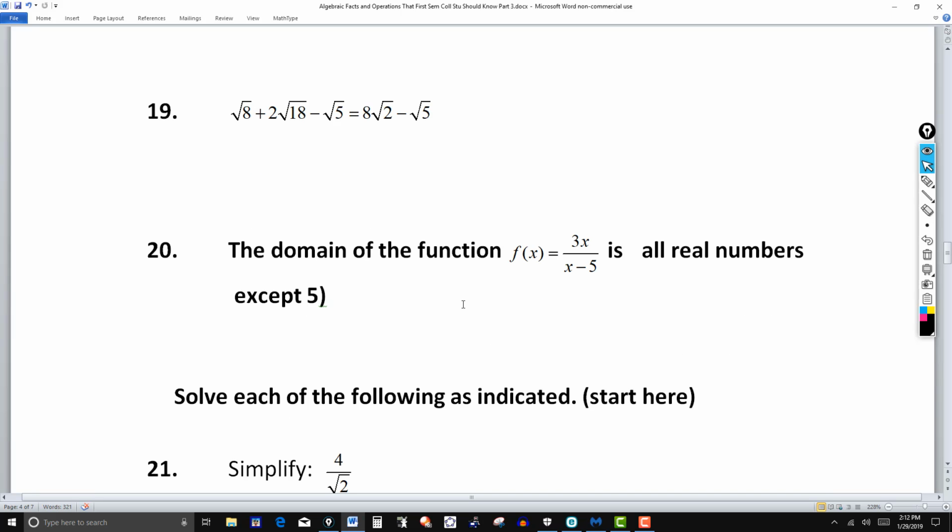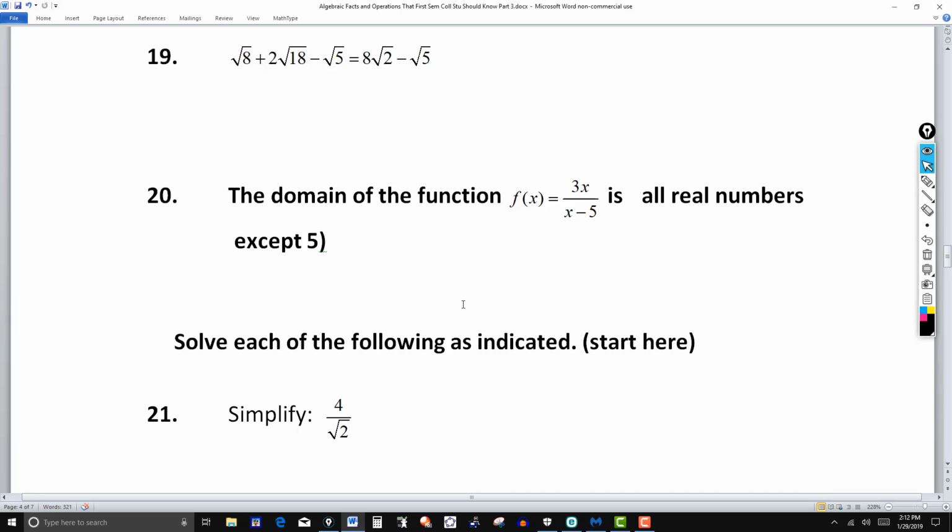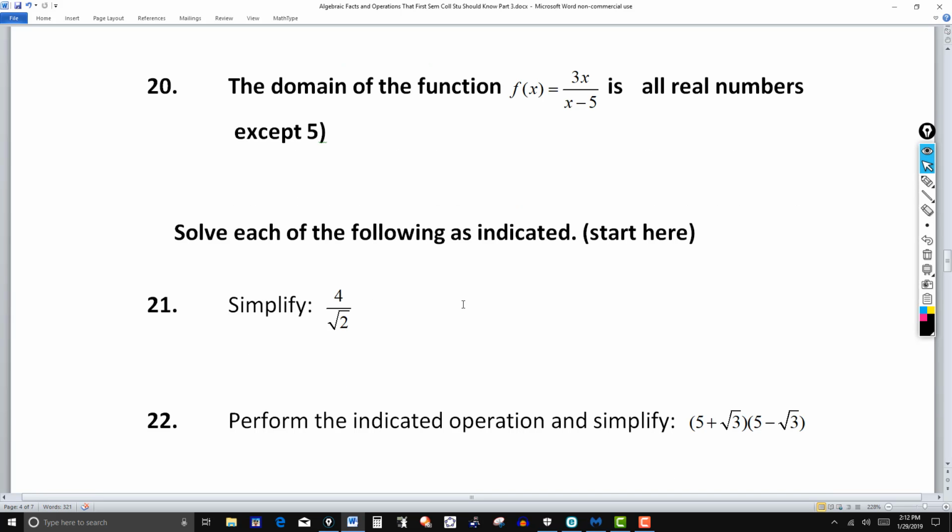Okay, the ones for this video will start here. Solve each of the following as indicated. So in the first one, simplify 4 over radical 2.